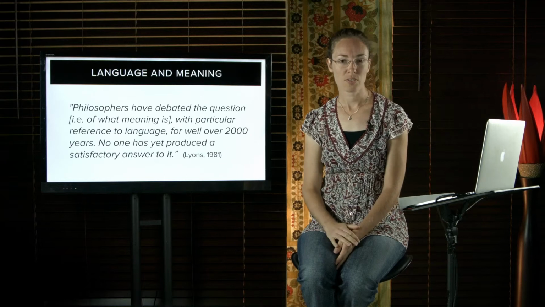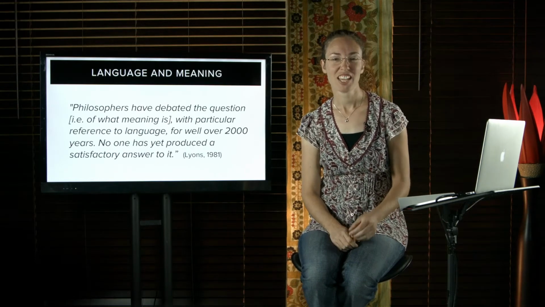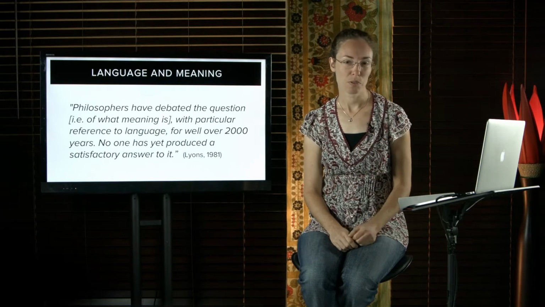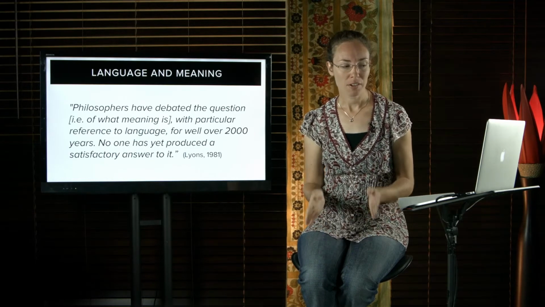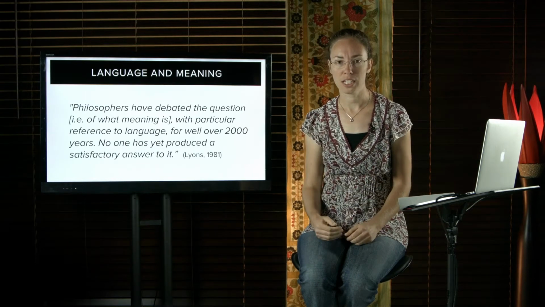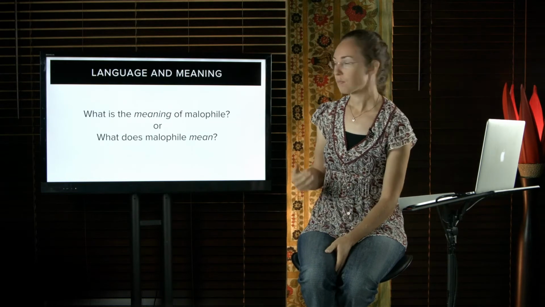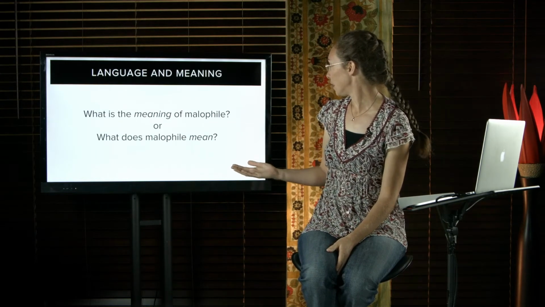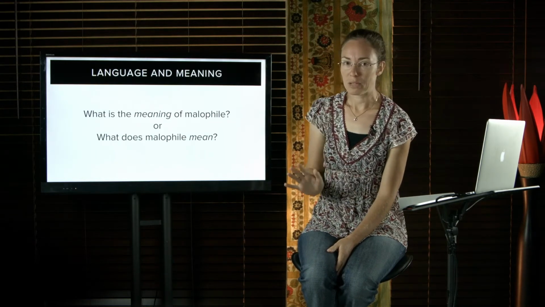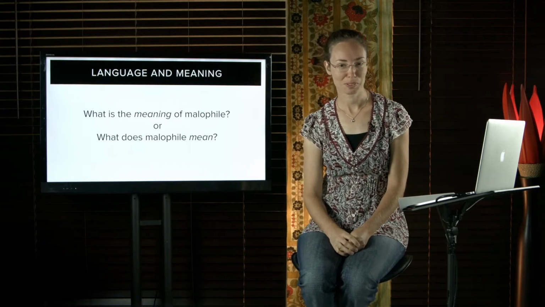But even though philosophers haven't pinned it down yet, maybe if we give them another 2,000 years, we still have a pretty good idea of what meaning is. We might have trouble defining it, but we probably all have some sense of what it is. We are able to understand sentences such as, "What is the meaning of mallephile?" or "What does mallephile mean?" In case you're wondering, it's one who loves apples.